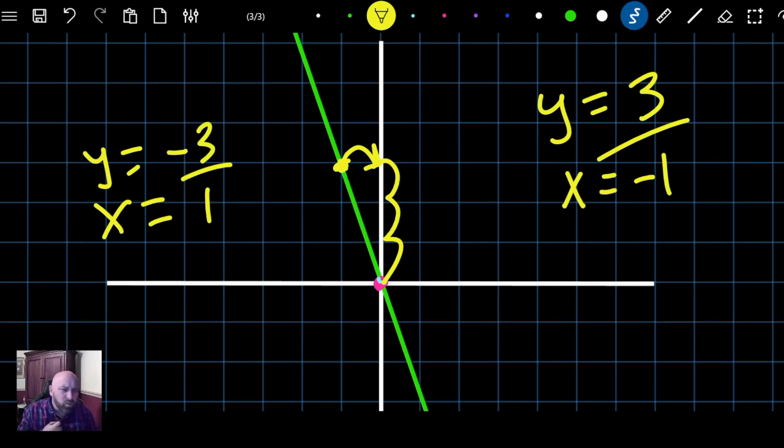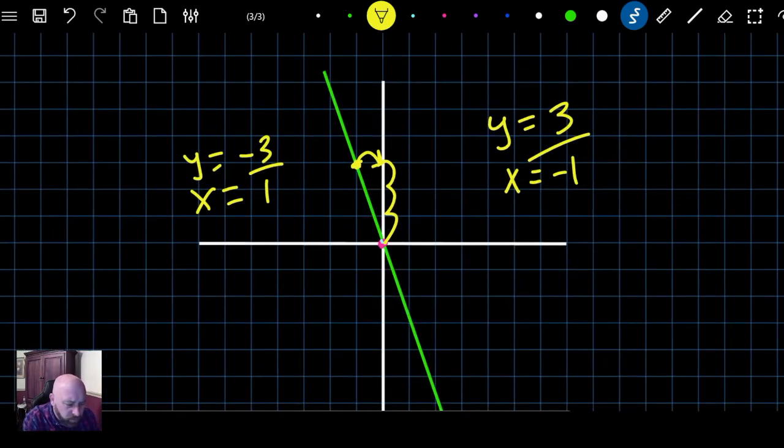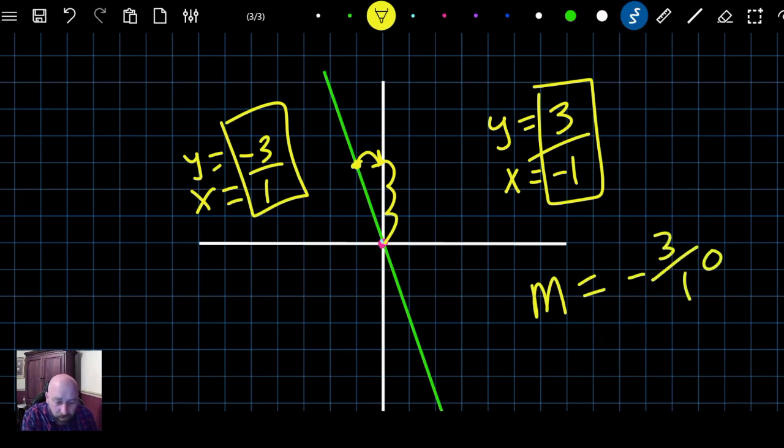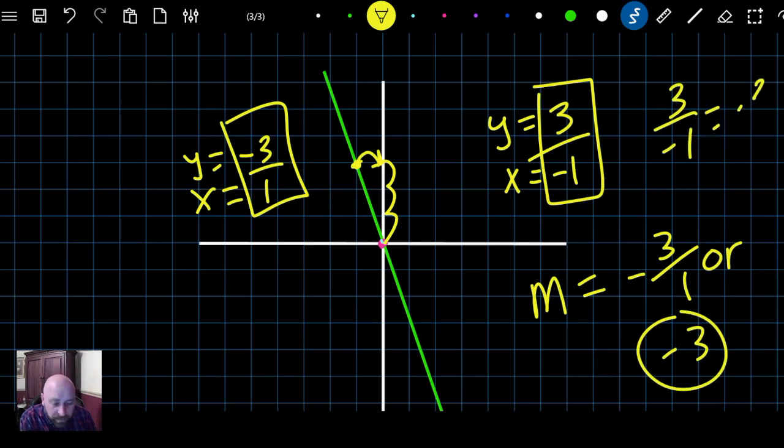So check this out. Which one is my slope? I don't understand, Mr. Steve. Which one is the slope? Is it -3 over 1 or is it 3 over -1? It's the same thing. It's the same thing. Now watch. Because our slope equals -3 over 1, or -3. -3 is the slope because it doesn't matter if it's 3 over -1, that equals -3, or if it's -3 over +1.